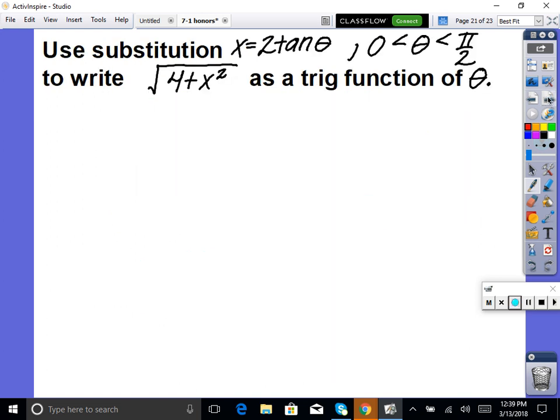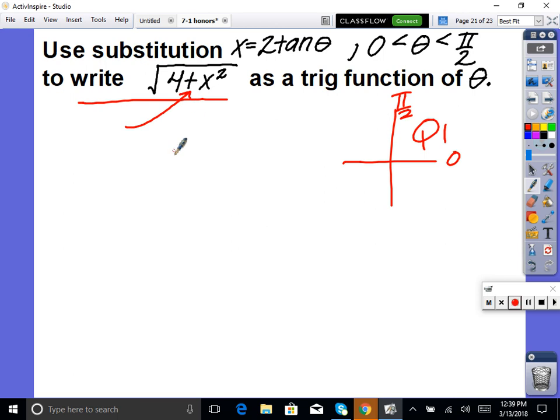Okay, this is my last example. Oh, almost. We got to go quick. It says, use the substitution given that x is equal to 2 tangent of theta, where theta is between 0 and pi halves. So 0 and pi halves just means we're in quadrant 1. It says to write this as a trig function of theta.